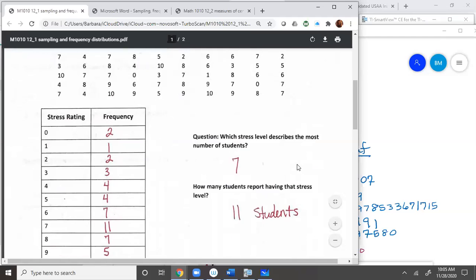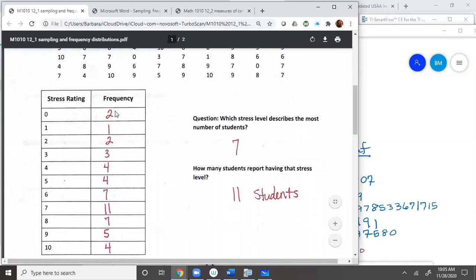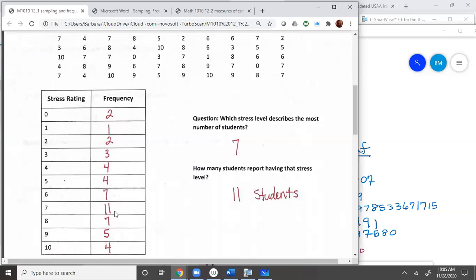Question: which stress level describes the most number of students? Well, looking at this data here, it's very difficult to discern that information. But over here on our frequency distribution, we simply look for the highest frequency. The stress level that has the highest frequency is 7. Do not make the mistake of putting the number 11 when they're asking for stress level. So be careful when you're answering questions. The next question is how many students reported having that stress level. That's when they're asking for the frequency. So in this case, it's 11 students.